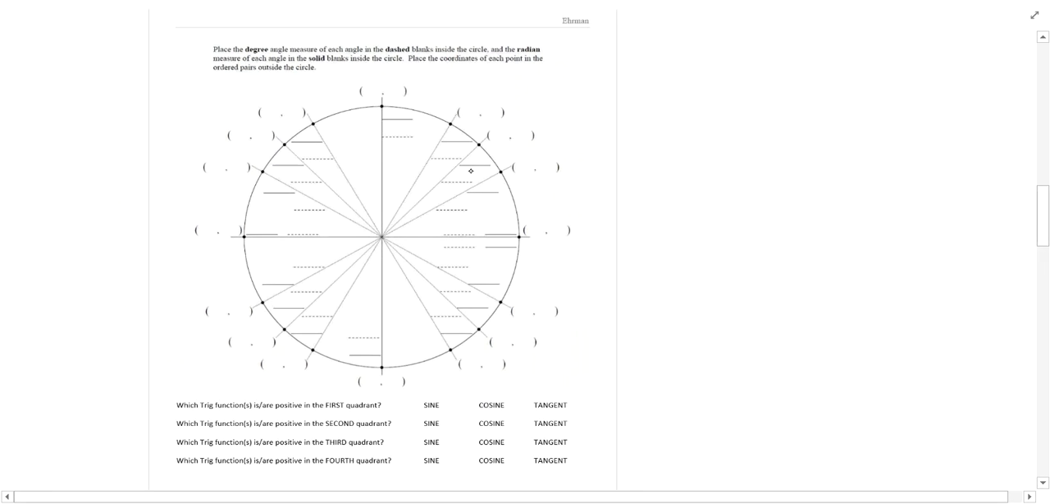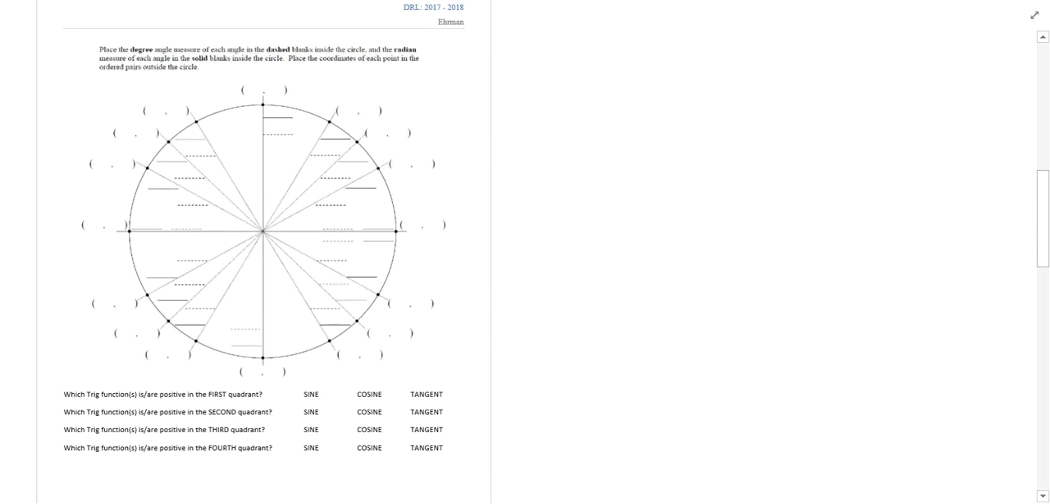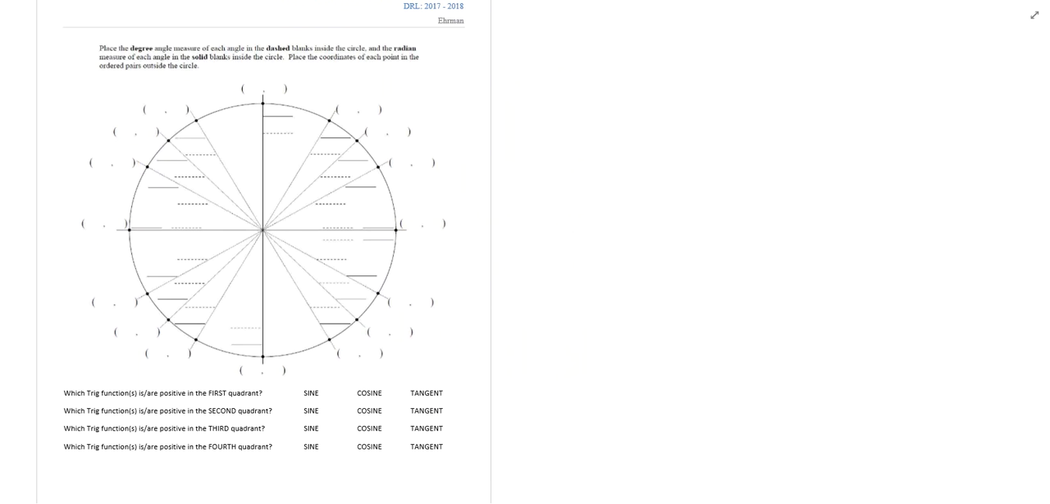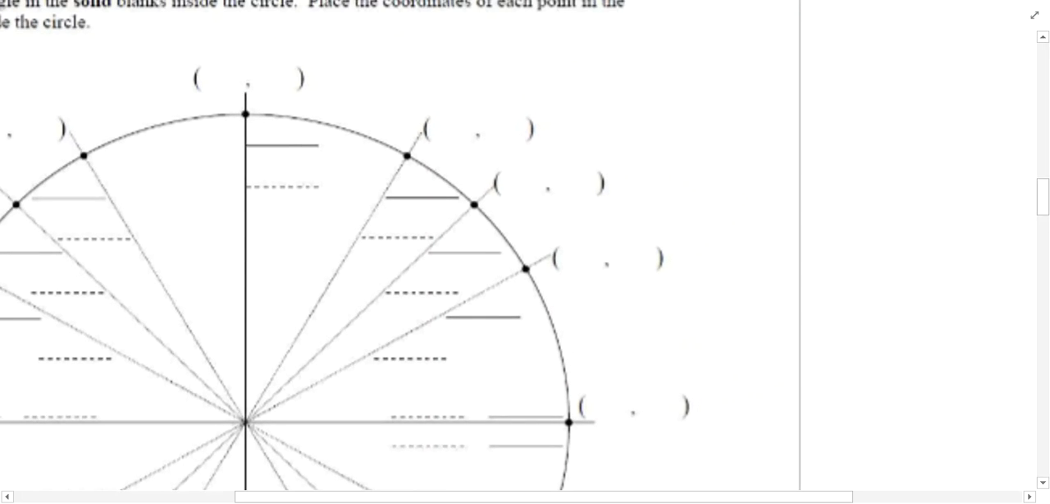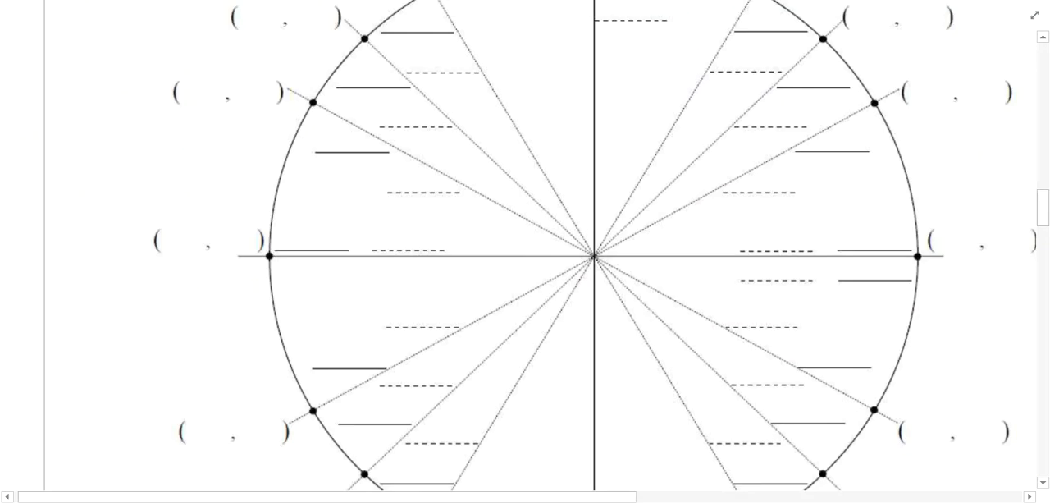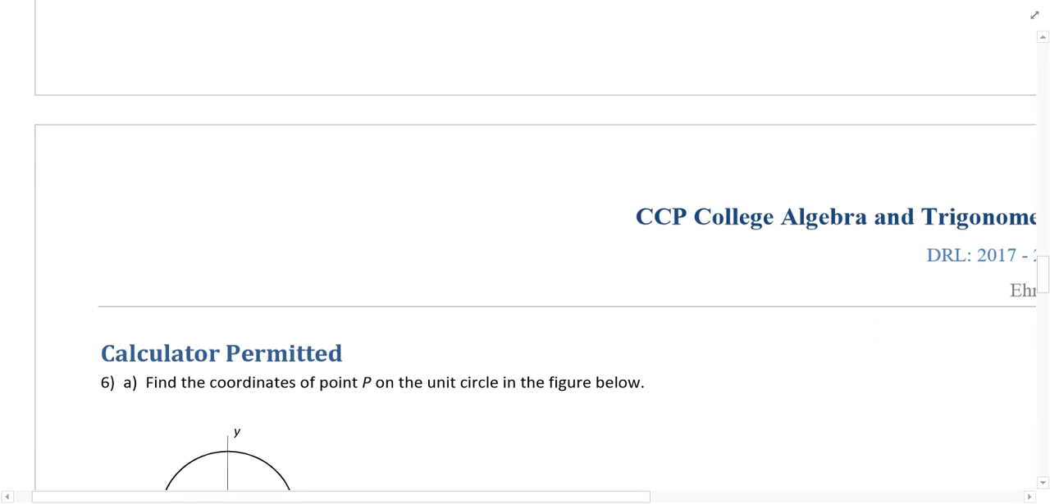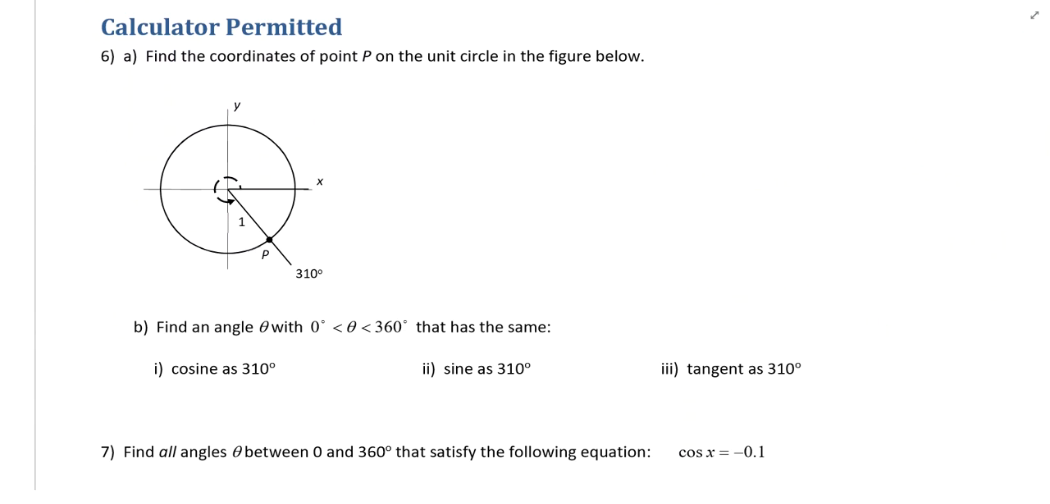So if you're given this entire sheet on the trig test, you should be able to do just fine with that. I may ask you, in the interest of time, just to complete a quarter of it or a half of it or something like that too. So in either event, you should be prepared to handle that.